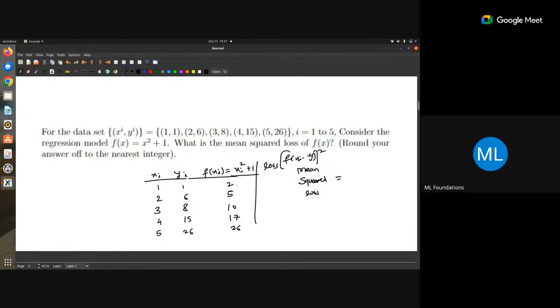So 1 minus 2, it's minus 1. Minus 1 square is plus 1. 6 minus 5 is 1. Square is 1. 8 minus 10 is minus 2. Square is plus 4. Again, it's plus 4. Here it's 0. So the mean squared loss will be 1 plus 1 plus 4 plus 4 plus 0 divided by 5. So it is 10 by 5, right? It is equal to 2. Okay. So that should be the correct answer.